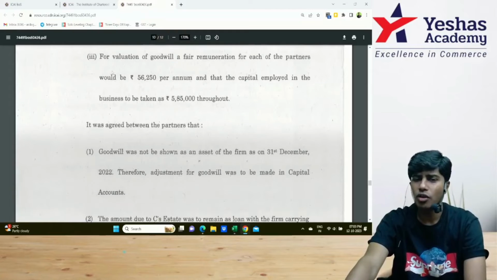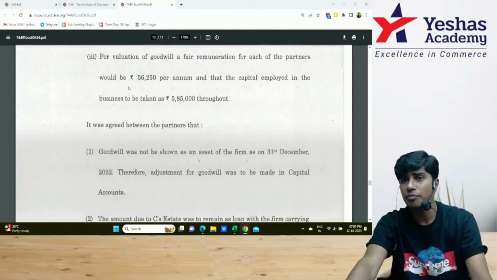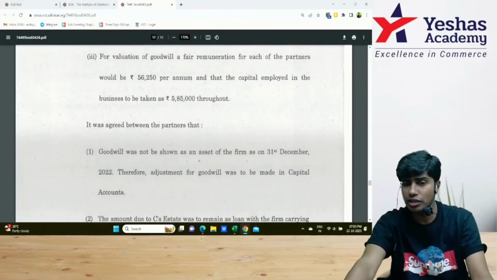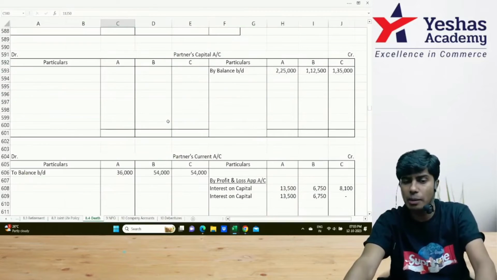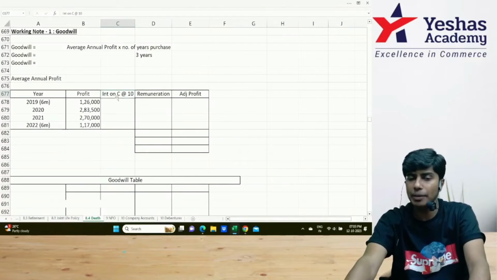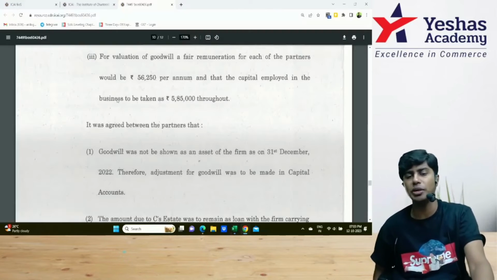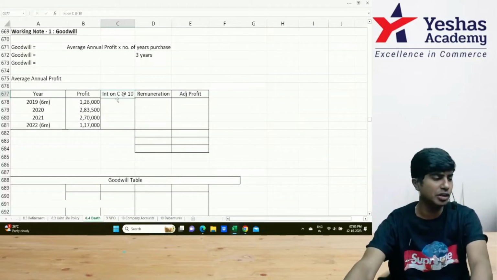Come to the third one. For valuation of goodwill, fair remuneration of partners would be how much? 56,250 per annum. And interest on capital continued. They're saying capital employed should be taken at 5,85,000 throughout. So this will help in our goodwill adjustment. Come to goodwill adjustment. Interest on capital. How much is the capital throughout, as they mentioned? 5,85,000. Rate 10%. Do 5,85,000 into 10%.